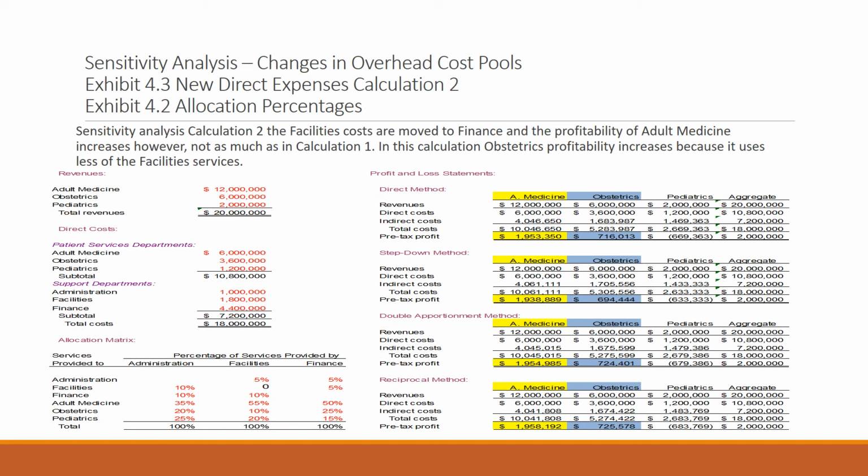On the other hand, obstetrics uses the least facility services. Subsequently, its profitability decreases when overhead costs are transferred from facilities and into administration and finance. The impact on pediatrics. Its profitability decreases when administration has the largest cost pool. However, improves when finance has the largest cost pool.